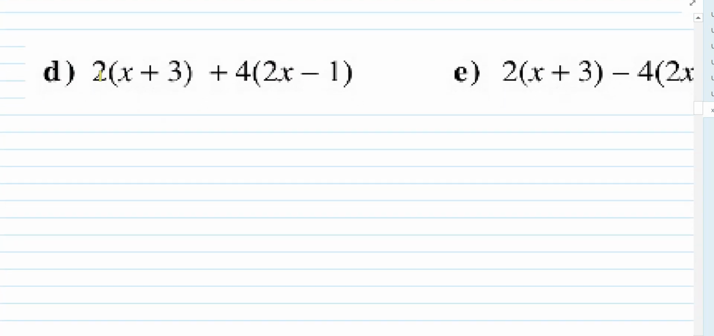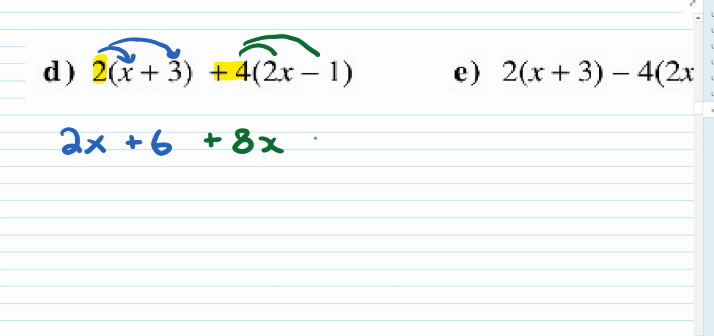Let's go on to letter D here. Okay, so I have a 2 here, and there's a positive 4 there. So now we need to distribute into the brackets. So this would be 2x plus 6. And if I distribute the brackets there, I get positive 8x minus 4. Okay, and then we can just collect the like terms here. So 2x plus 8x is going to be 10x. And positive 6 and minus 4, so 6 minus 4 is positive 2. So 10x plus 2 is your final answer there.